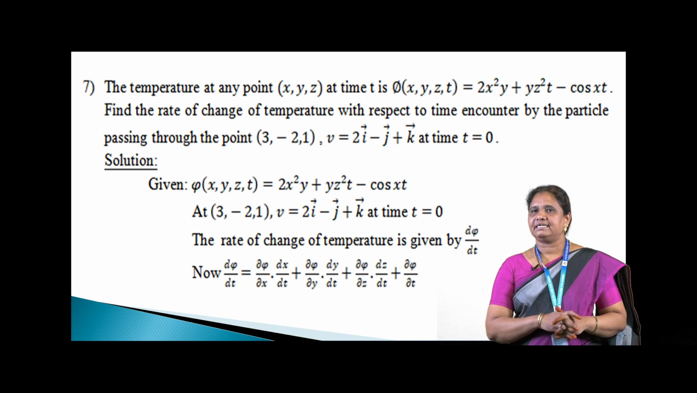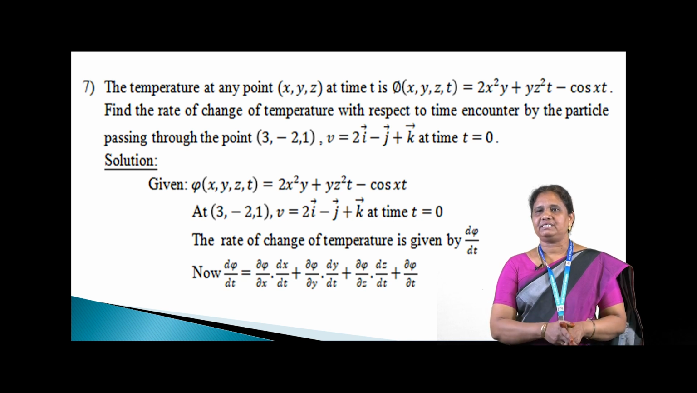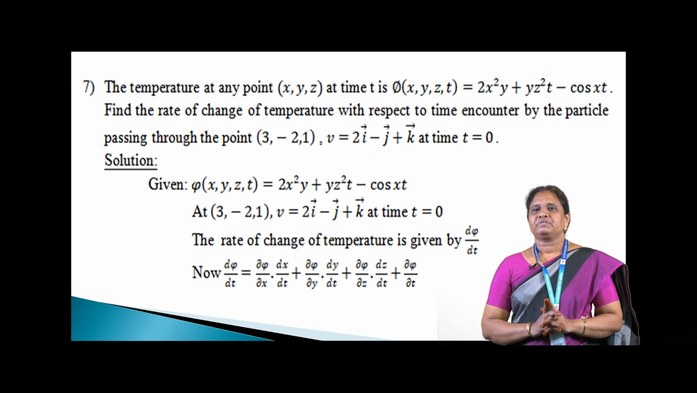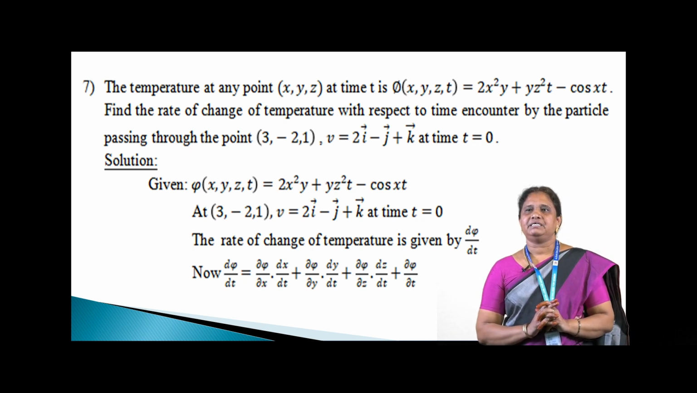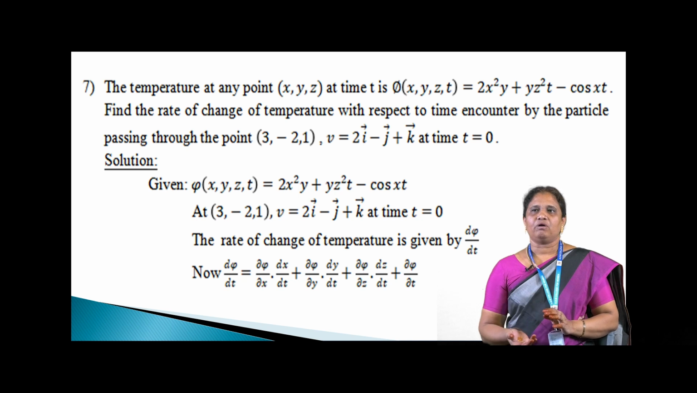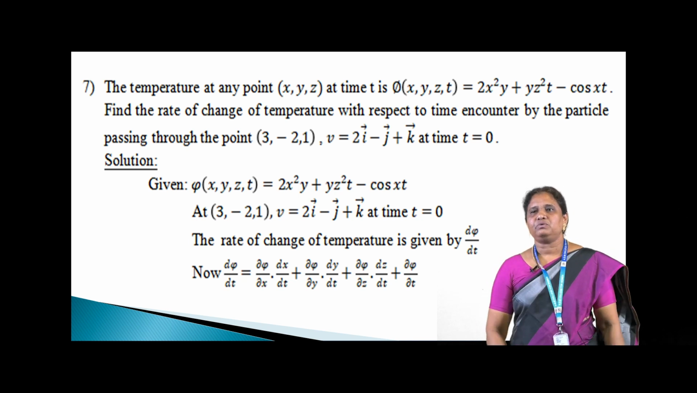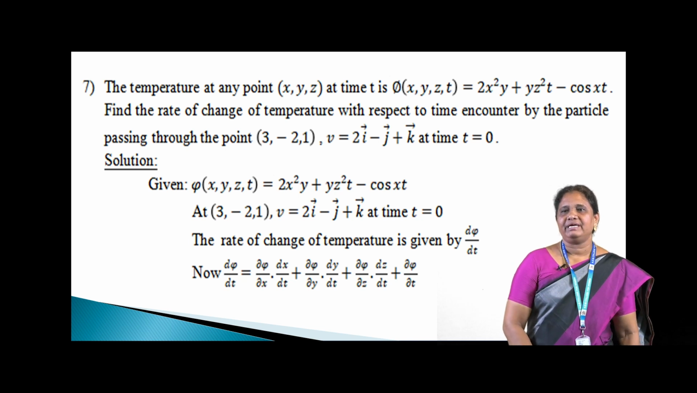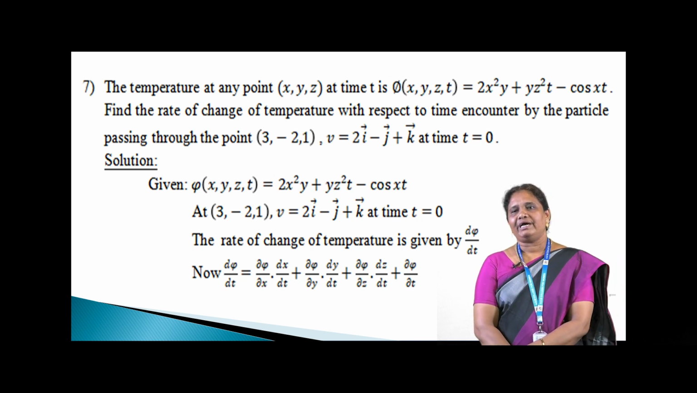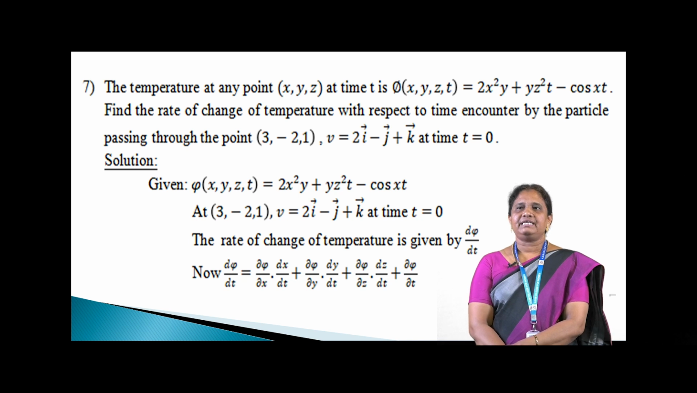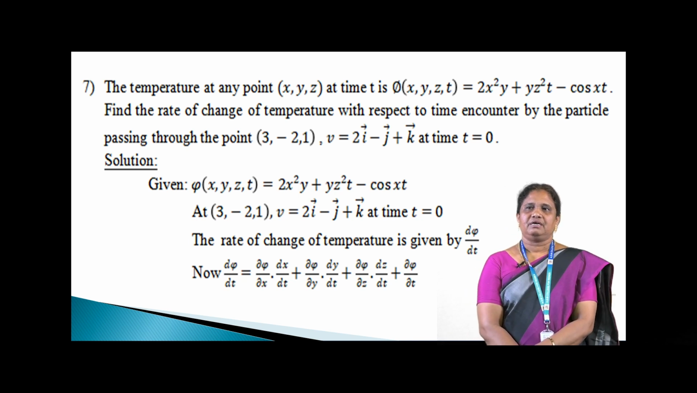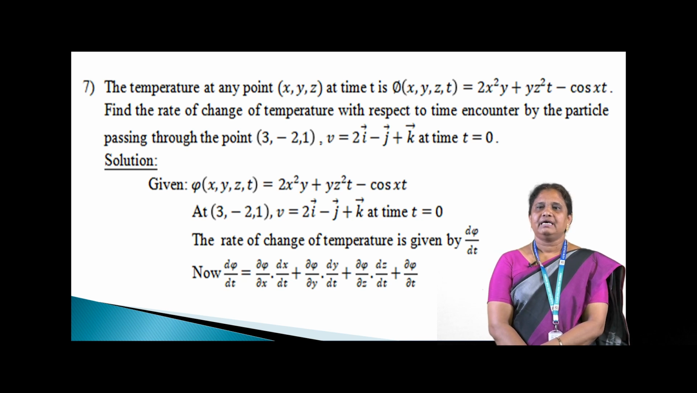We have to find the rate of change of temperature, that is given by d phi by dt, because they asked us to find the rate of change of temperature with respect to time. How to find d phi by dt? Phi depends on x, y, z and t. Therefore, we have to write the equation d phi by dt is equal to dou phi by dou x, as phi depends on more than one variable, we have to use the partial derivative.